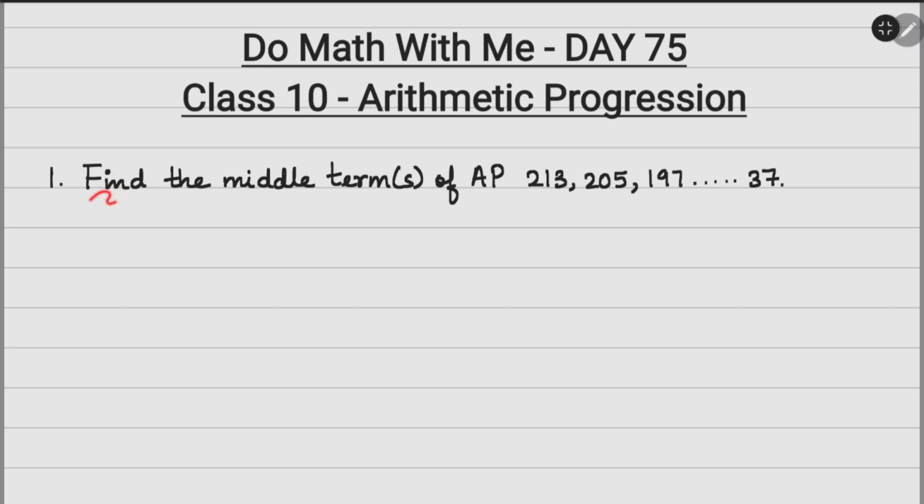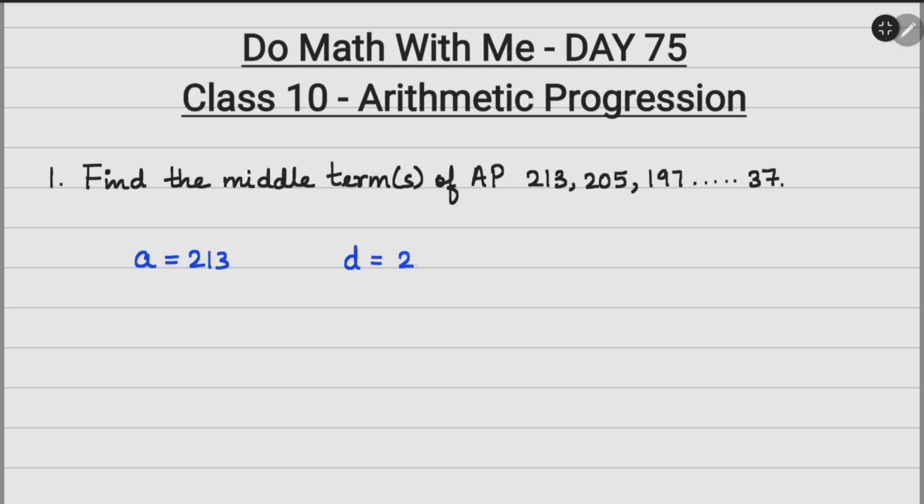The very first question is, find the middle term of the arithmetic progression. You are given 213, 205, 197 up to the last term, which is 37. So this is an arithmetic sequence that is given to you. The first term is denoted by A, so the first term is 213. What is the common difference?